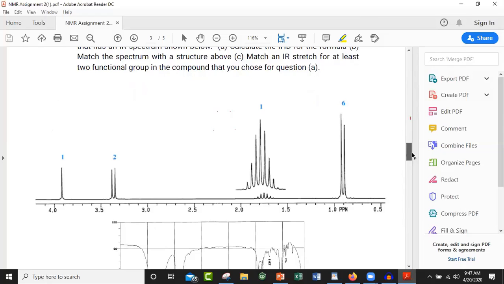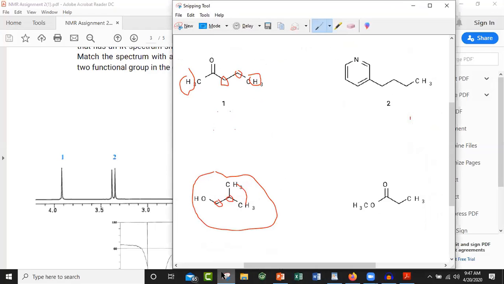How many signals do we have here? 4. 3. 1. So 1, 2, 3, 4 signals. And we had, can y'all see my snipping box? Yes. All right. So you see here where we said if the OH showed up, this would also give you 4 signals. Is that right? Yes. So 3 here. So 1, 2, 3, and then the OH is 4.